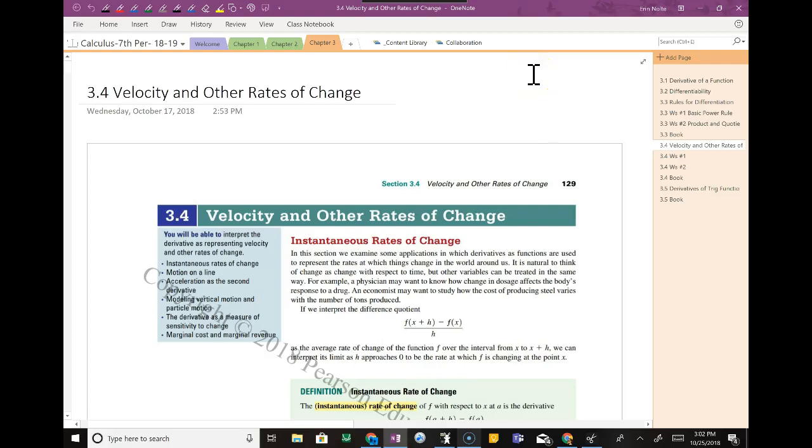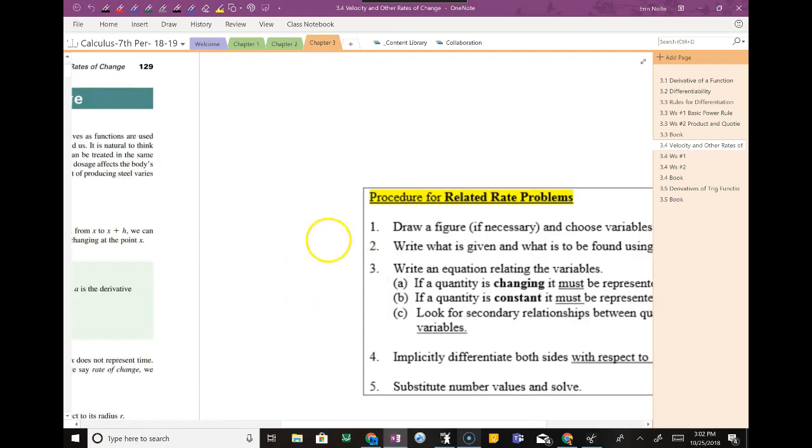Alright, so 3.4. Okay, we have velocity, and we have other rates of change. So this is kind of two things in one chapter. The first thing we're going to learn about is related rates, and then we're going to talk about velocity and motion. We'll do velocity and motion tomorrow, and we'll talk about related rates today.